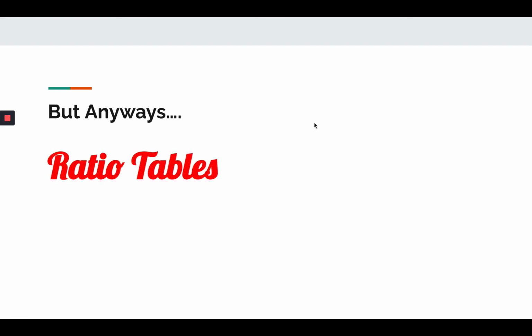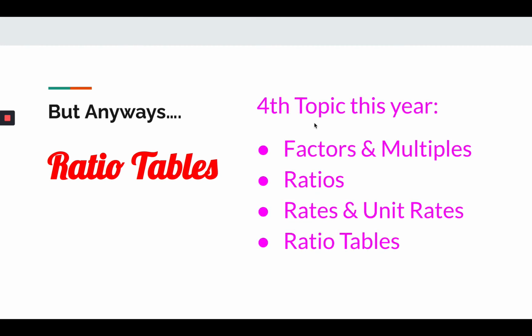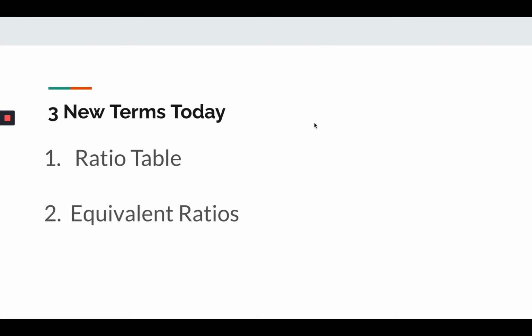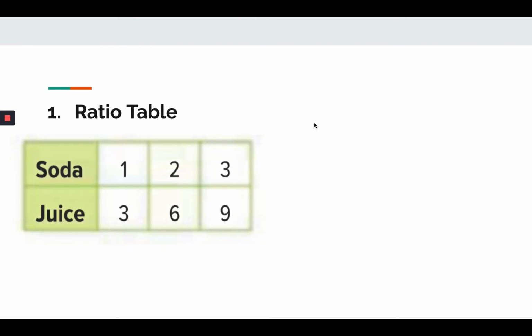Anyways, ratio tables, that's what we were talking about. So this assignment is on ratio tables. It's our fourth topic this year. I just want to remind you, this is what we've gone over: factors and multiples, ratios, rates and unit rates, and now we're looking at ratio tables. So we're going to learn 3 new terms today. First one is ratio table. Second one is equivalent ratios. And the third is scaling.